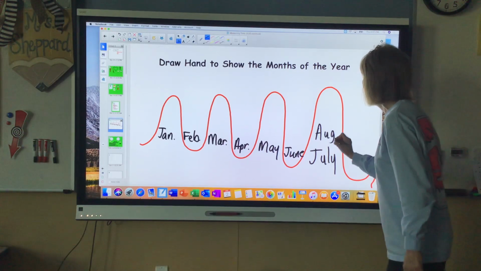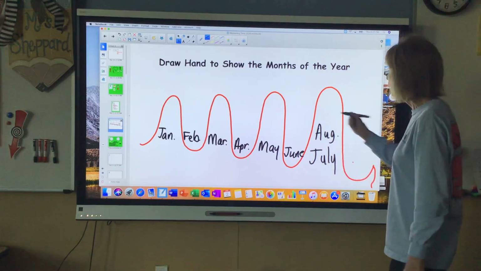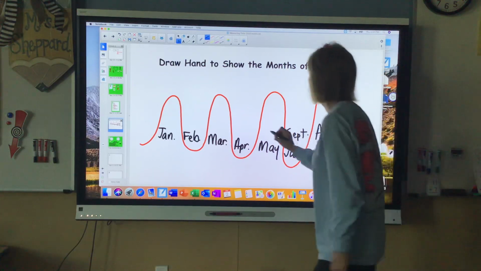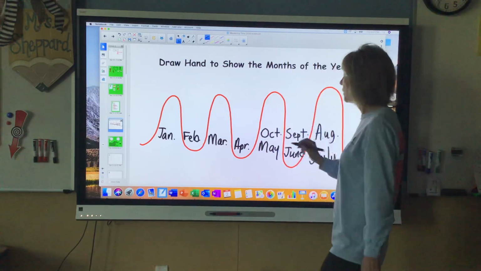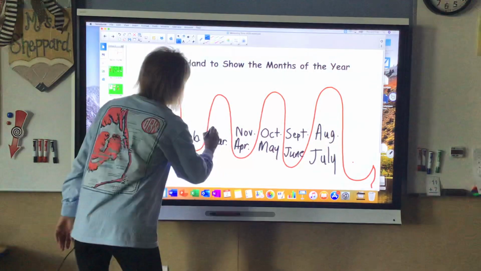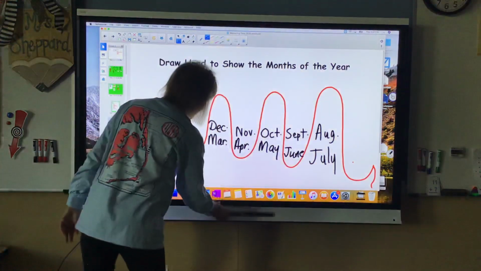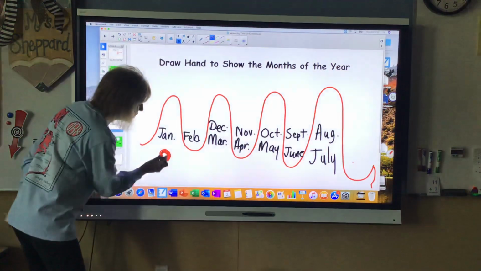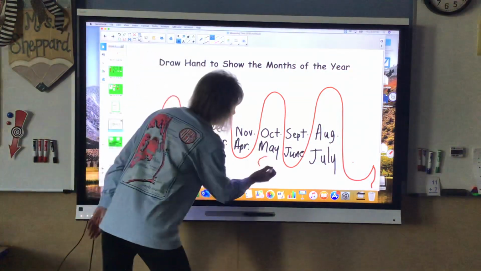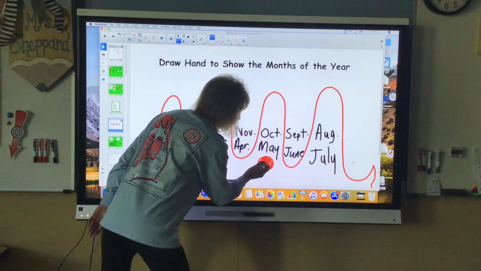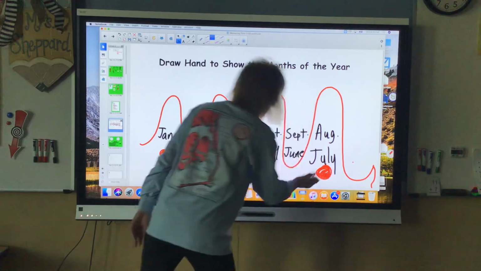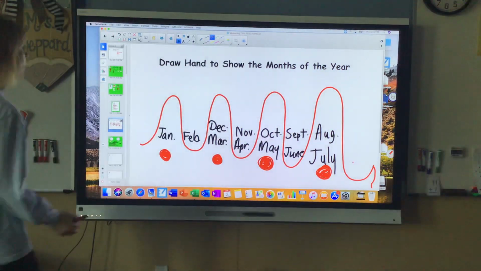I'm going to write August right above July, September, October, November, December. And then I'm going to go back and draw in these big, fat, juicy knuckles. Big, fat, juicy knuckles, just like we do big, fat, juicy points.